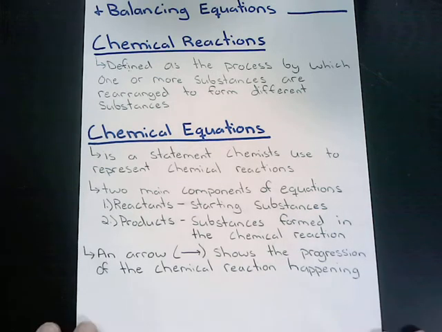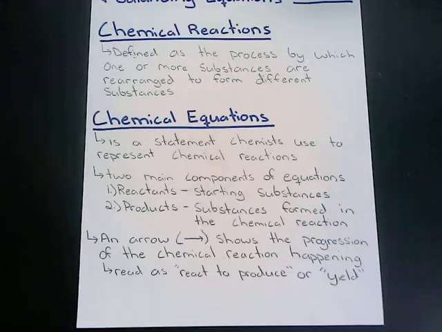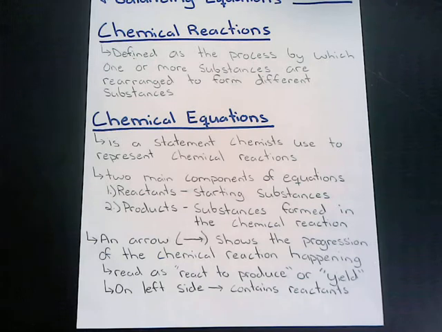What this arrow represents is that the starting stuff, the reactants, are reacting to produce, or they are yielding. On the left side of the arrow are the reactants, and on the right side is going to contain the products.